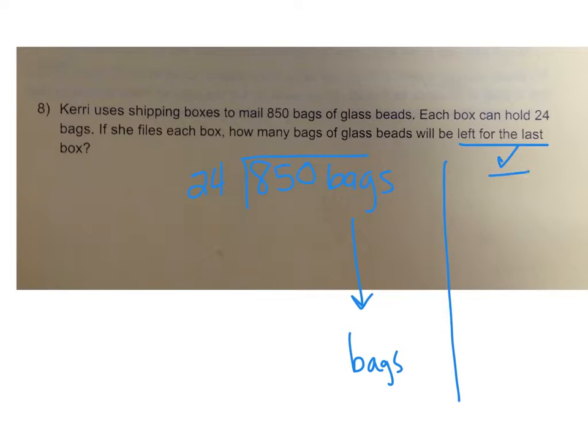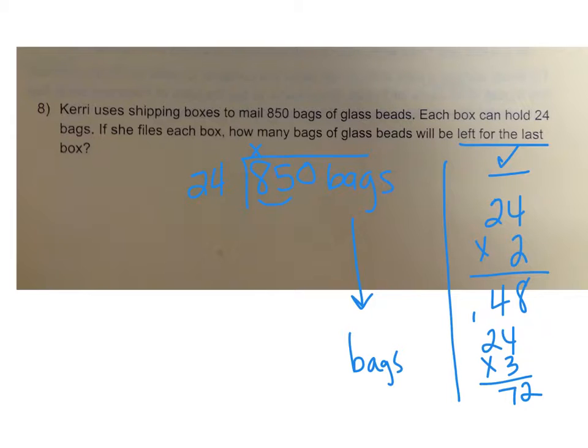I know I need a guess and check area. I know that 24 does not go into 8. I can't take 8 hundreds and split them 24 ways. So I'm going to decompose them and make 85 tens out of that. So I know that 24 times 2 gives me 48. That's not enough. Let me see what happens if I do 24 times 3. That's 72. That looks just right.